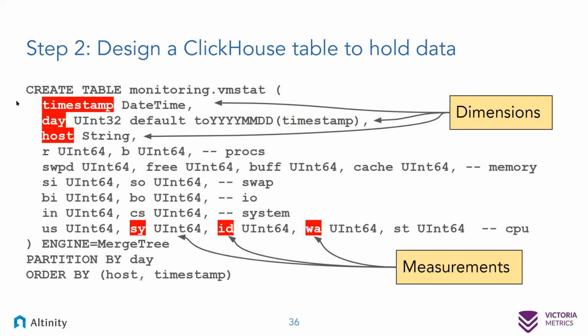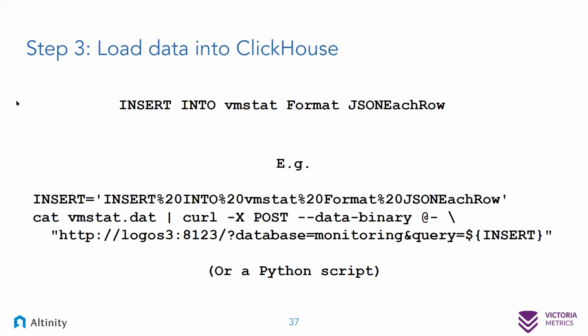So this is the basic format of the table. We create that table, and now we can go ahead and start loading data into it. Not unlike VictoriaMetrics, it is very, very easy to load data. To load my JSON data, I'm going to issue a SQL command like this, which is to insert into VMstat, and I'm going to tell it the format is JSON each row. And so ClickHouse is now ready. It's ready basically for a stream of data.